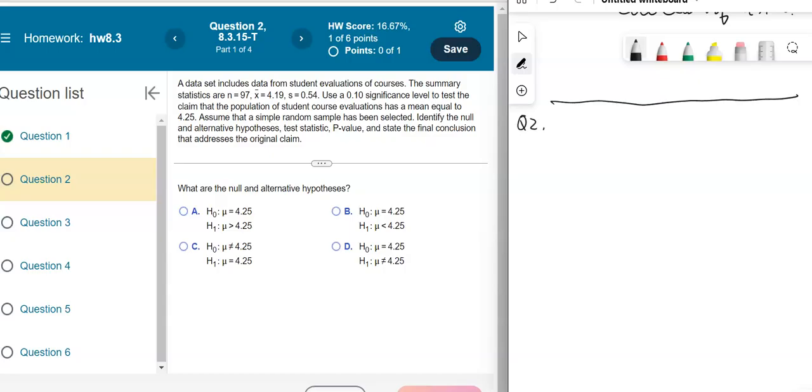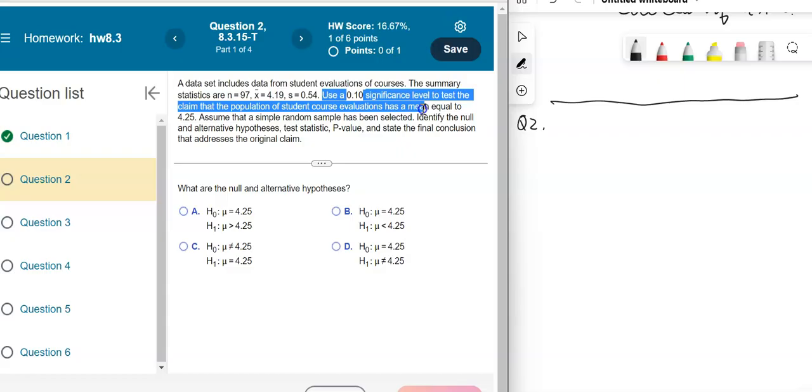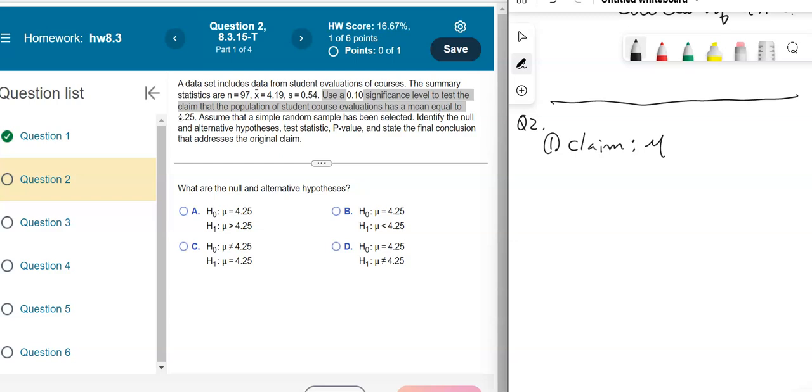Now, always look for the claim. What is the claim? Use 0.10, test the claim that population has a mean equal to 4.25. So, number 1, claim is mean equal to 4.25. Equal sign, so it must be case 1 or case 2.